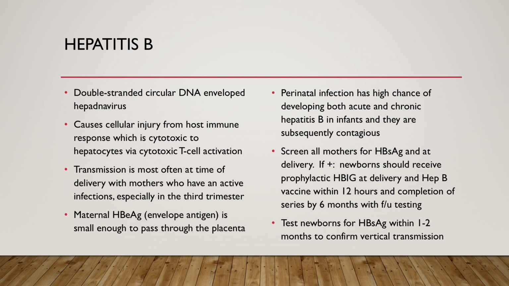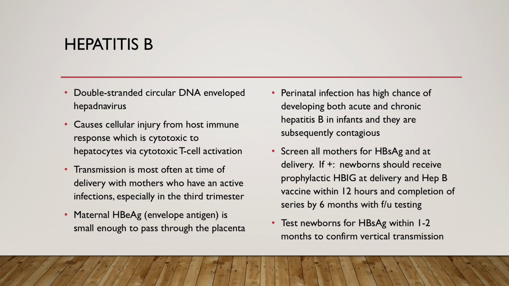We need to talk about the different components of hepatitis B virus. For our purposes, you just need to know that there are antigens in the envelope, the core, and on the surface. So the maternal envelope antigen, which can be seen in active infection, is small enough to pass through the placenta. For someone who is vaccinated, they will only have seen the surface antigen in the vaccine, so they will not have antibodies to the envelope. Perinatal infection has high chance of developing both acute and chronic hepatitis B in infants.